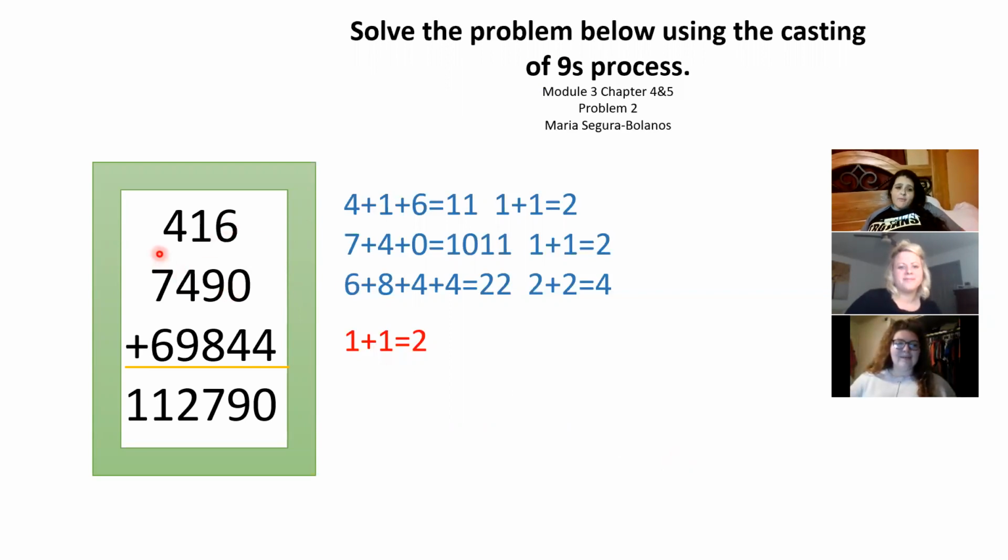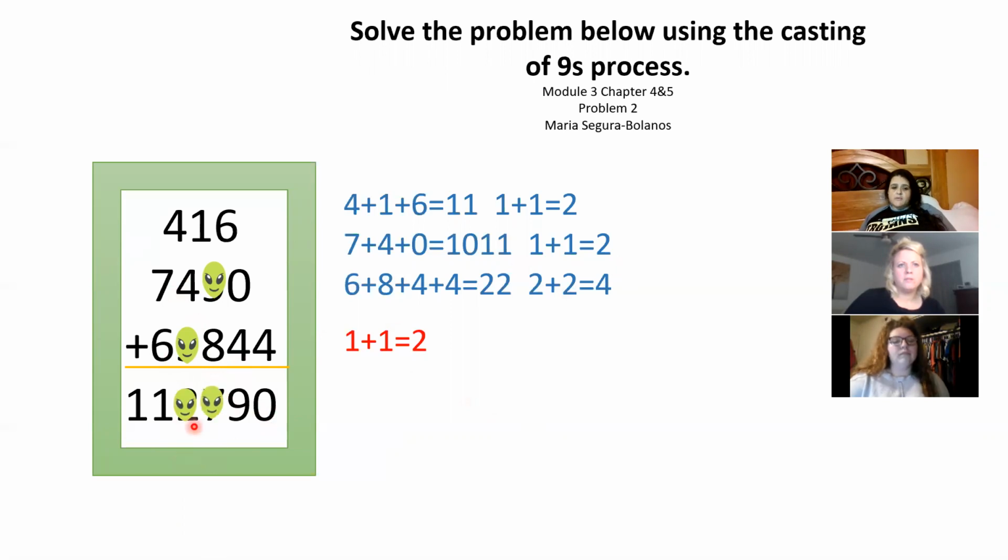So over here we've got 416 plus 7,490 plus 69,844. Supposedly it equals 112,790. So we're going to use the casting out of 9s process to check our answer and find out if that's true or not. When you do the casting out of 9s, basically you're casting your 9s off the island, out of the equation. So we're going to get rid of this 9 first, then this 9. We're also going to get rid of the 7 and the 2 down here in our solution because that equals 9.